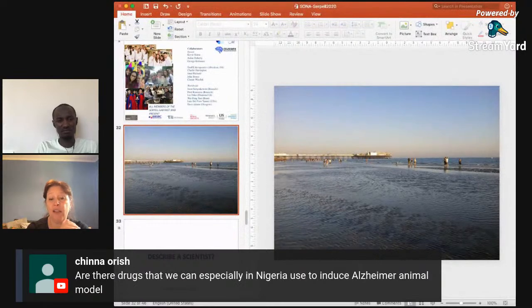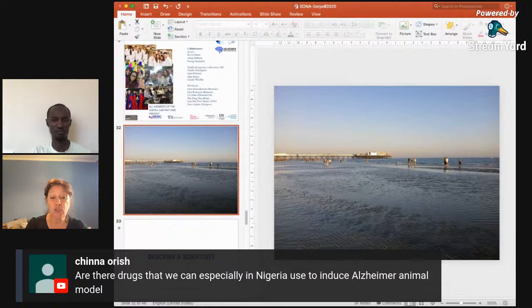So I would say it's not my area of expertise, really, animal models. But what I know is that there have been lots of transgenic models that have been produced to try and recapitulate what happens in Alzheimer's disease. And I think that most people would agree that none of these are perfect.